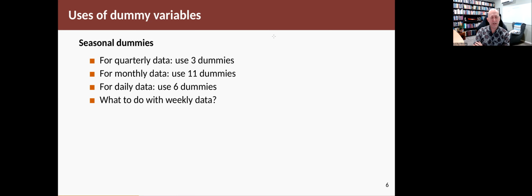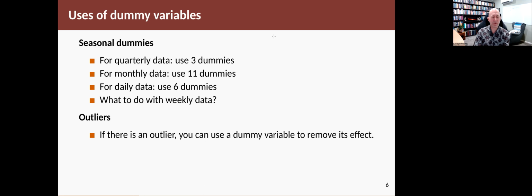Weekly data is problematic because there are not an integer number of weeks in a year. So treating weeks as a 52 category variable is not actually correct, because you're going to get the days at the end that are not part of any of the first 52 weeks of the year. And so we need another solution. We'll come to that shortly.